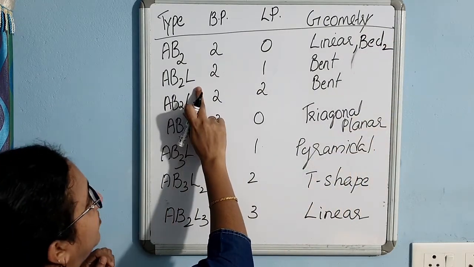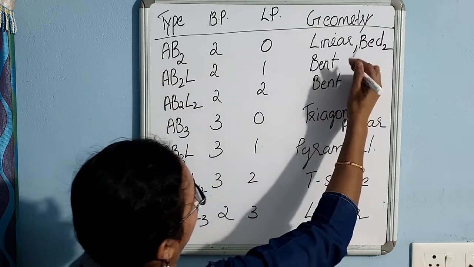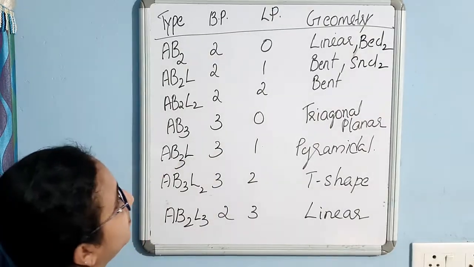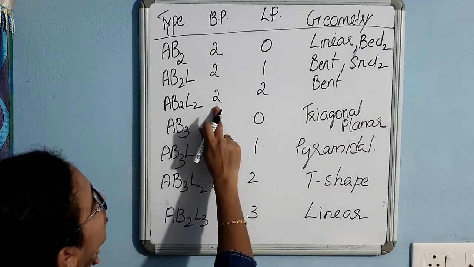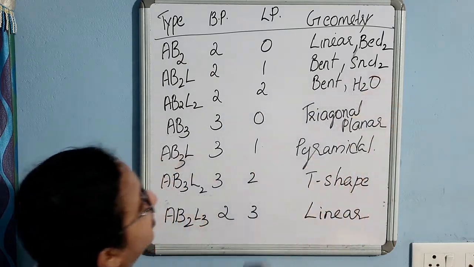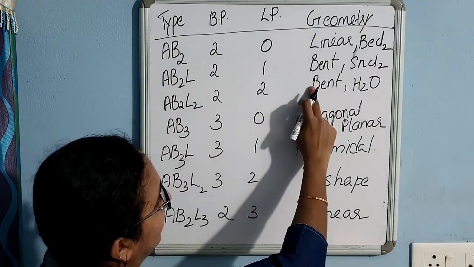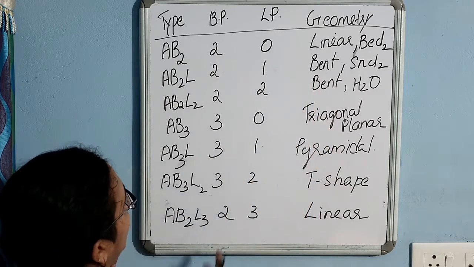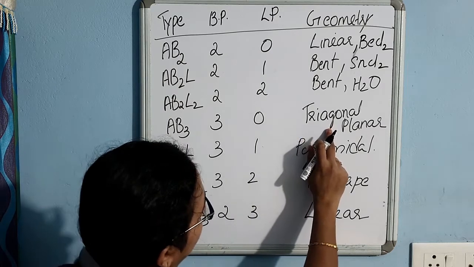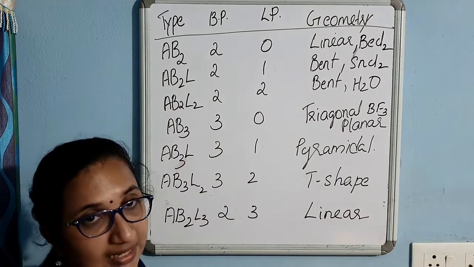And for AB2L, that means 2 bond pairs and 1 lone pair. Example, we have seen SnCl2, the geometry will be bent shape. And for AB2L2, that is 2 bond pairs and 2 lone pairs, as in the case of water molecule, the geometry will be bent, again bent shape. But the bond angle will be different in both these cases. And we have AB3, that is 3 bond pairs and no lone pair. Example, BF3 molecule. And the geometry would be trigonal planar.